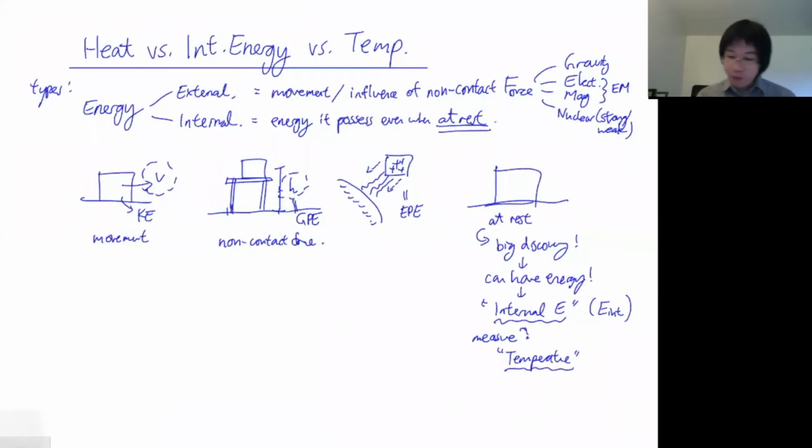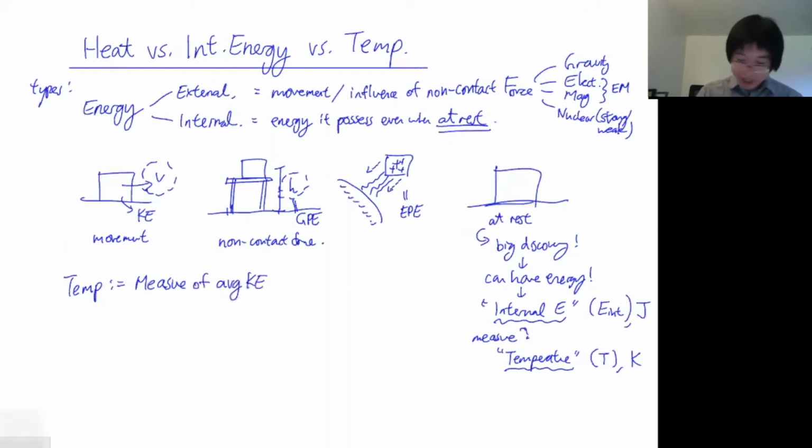Now, I haven't gotten to heat yet, but I've differentiated internal energy and temperature. Temperature is a way to measure internal energy. Temperature is in Kelvin, internal energy is in joules, the SI units. So temperature, let's define that, is the measure of the average kinetic energy of individual particles in a system.